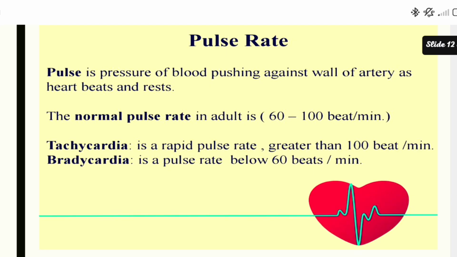And then we continue with the next vital sign, that is pulse rate. Pulse is the pressure of blood pushing against the wall of an artery as the heart beats and rests, right? The normal pulse rate is 60 to 100 beats per minute, right? Then we discuss tachycardia and bradycardia. Tachy means increase, brady means decrease. So tachycardia means a rapid pulse rate greater than 100 beats per minute, and bradycardia is a pulse rate below 60 beats per minute. Right.